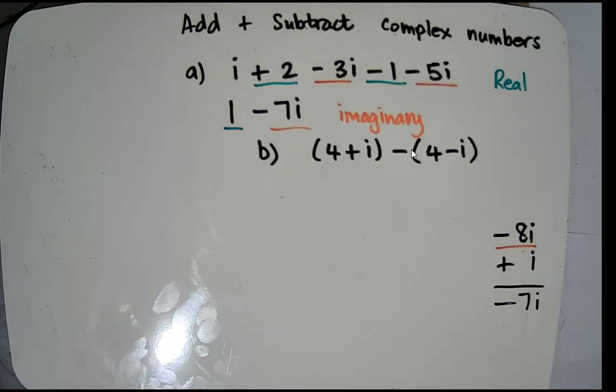Notice in this example, we have a negative in front of a bracket. So when we have a negative in front of the bracket, we have to use the distributive property. So the first bracket will remain the same. A negative times 4 will give us negative 4, and a negative times a negative i will give us plus i.